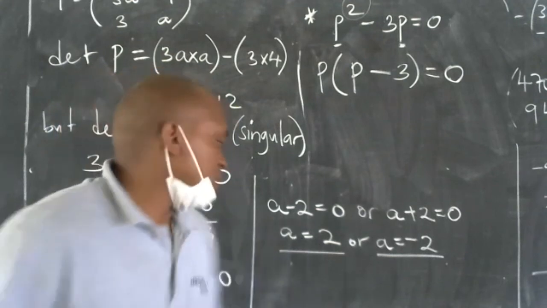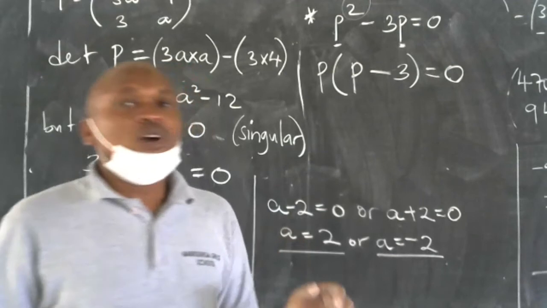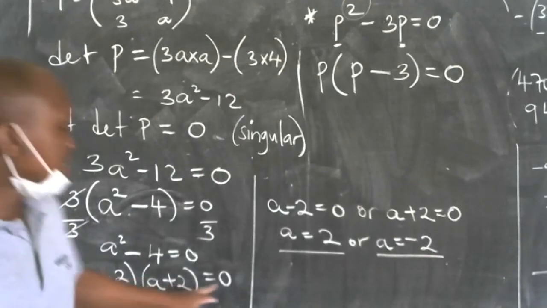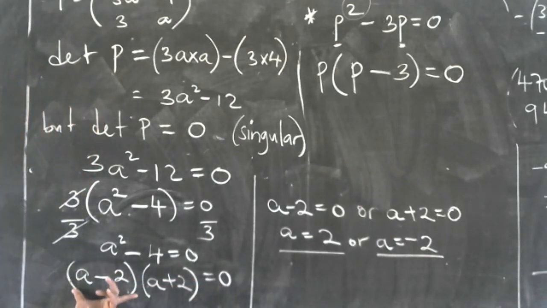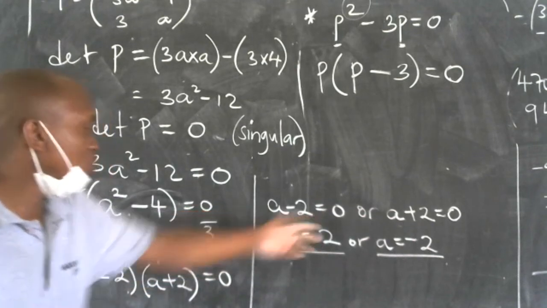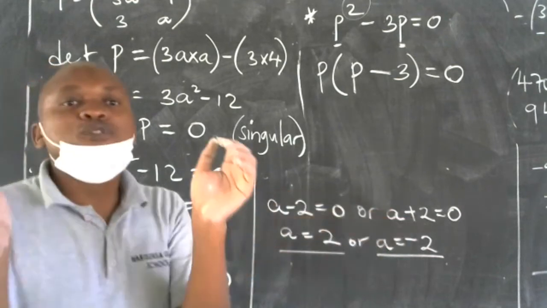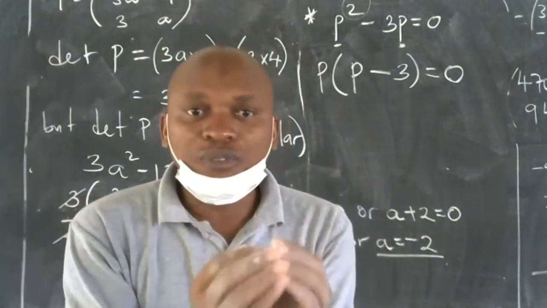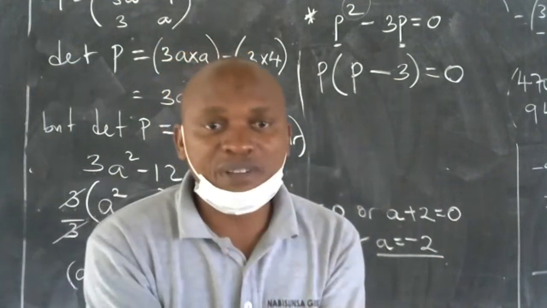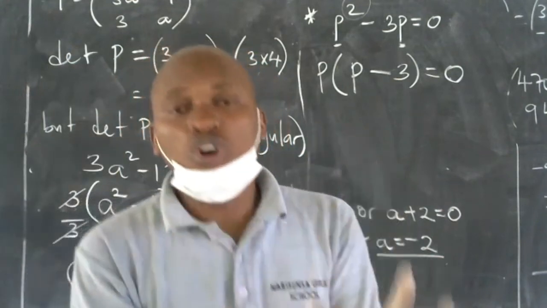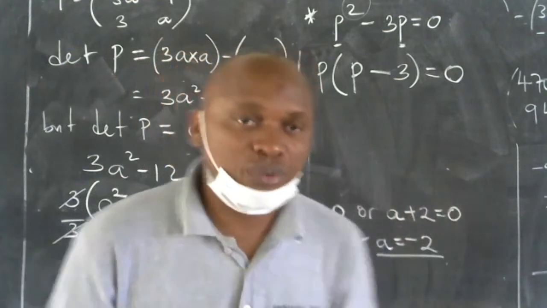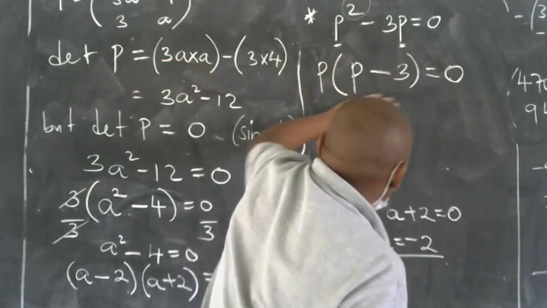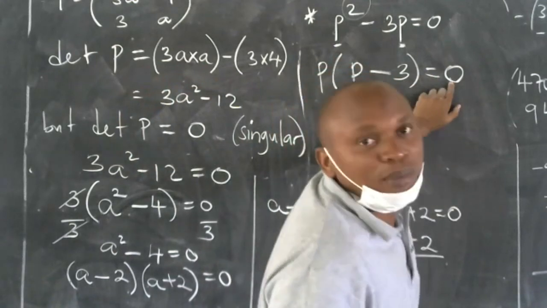Yes, teacher. Now, that expression: when you have two brackets and their product is zero, you say either the first one is equal to zero or the second is equal to zero. In other words, if two things are multiplied and their answer is equal to zero, then pick them one by one and say either the first one is equal to zero or the second is equal to zero. So here, I have a P outside, I have a bracket, but I'm saying they are equal to zero. So what am I going to do now?